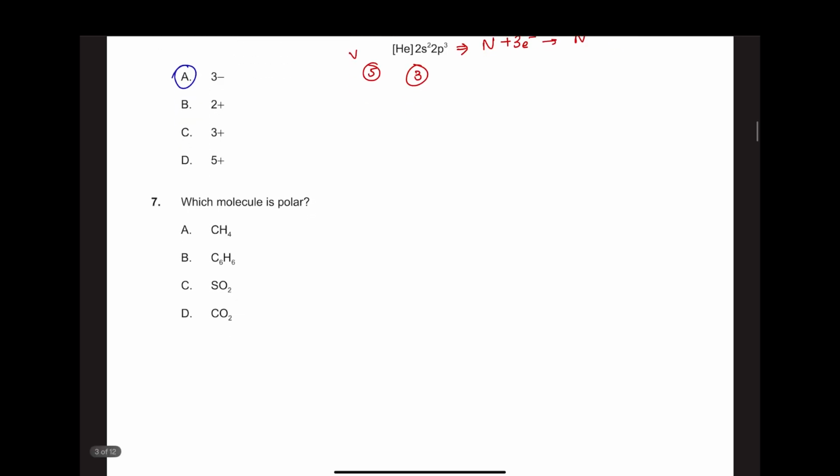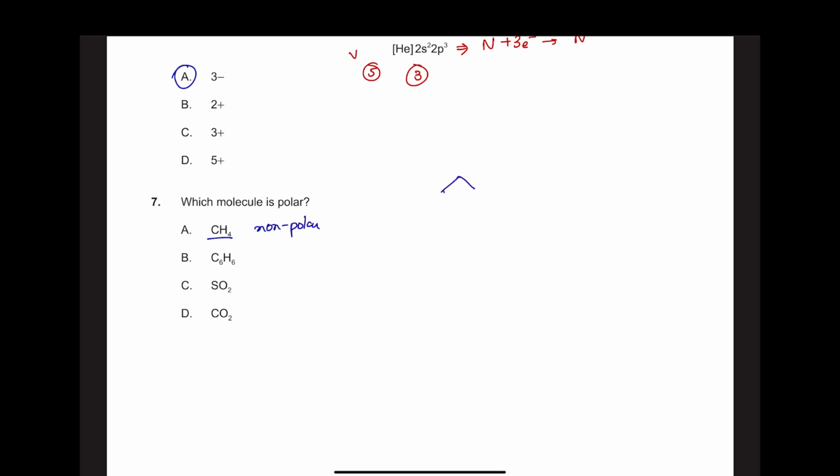Next, which molecule is polar? Now for polarity, I generally suggest two easy tricks. First, we have to check whether there are lone pairs on the central atom or not, right? If there is a lone pair, then obviously that's polar. If there are no lone pairs on the central atom, we just have to check the symmetry of the molecule, right? For example, CH4 is completely symmetric about the carbon atom, right? So this is non-polar.